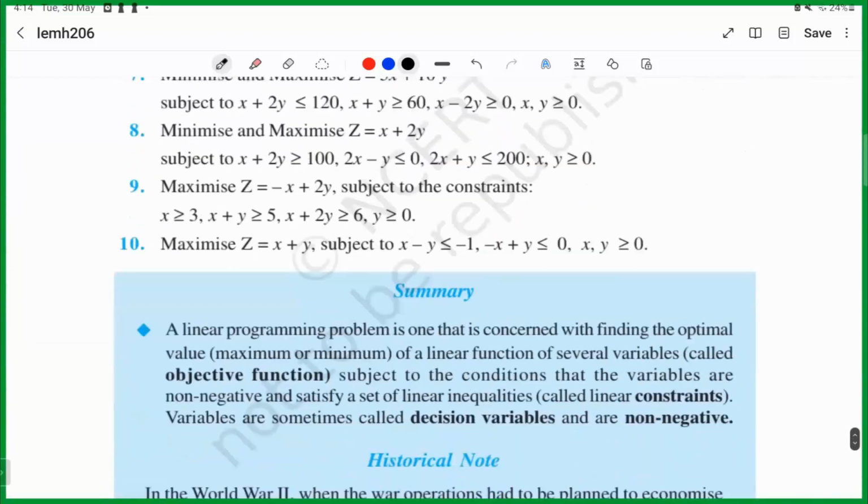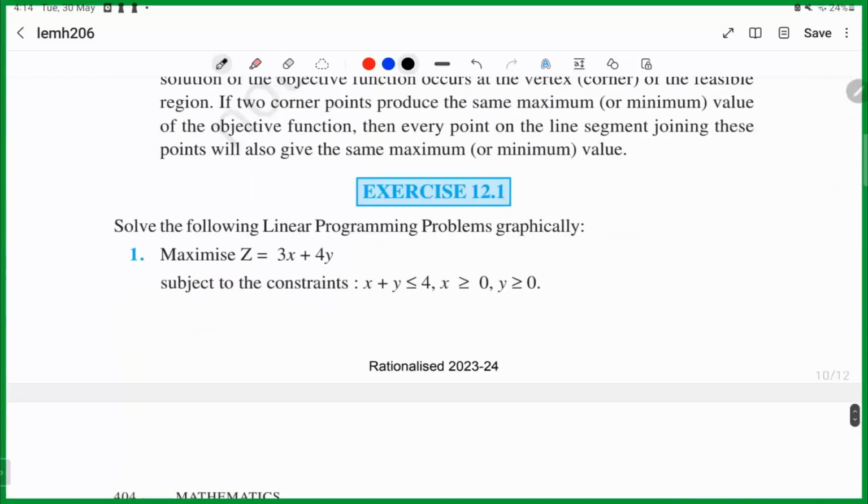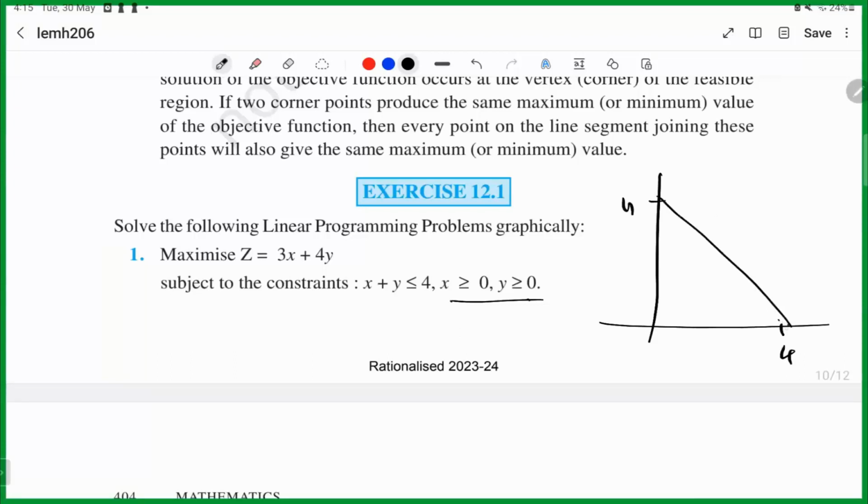Okay. So first, we graph everything. We only need the first quadrant because x and y are both non-negative. x plus y less than the given bound. So the graph looks like that. You want to maximize 3x plus 4y, right? So again, as per the method that I suggest, first let's guess some value of 3x plus 4y. Okay, let's say 3x plus 4y is equal to 4. Okay, let's just guess that.